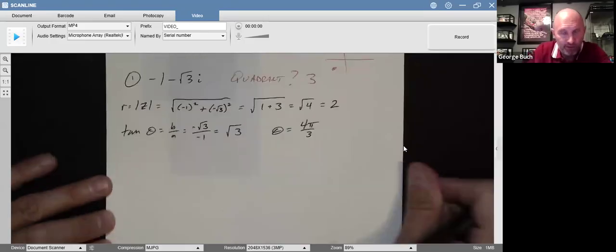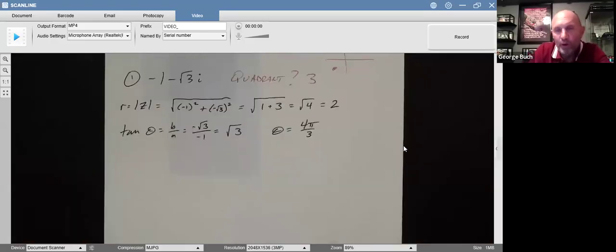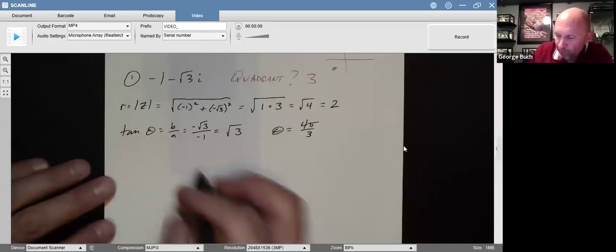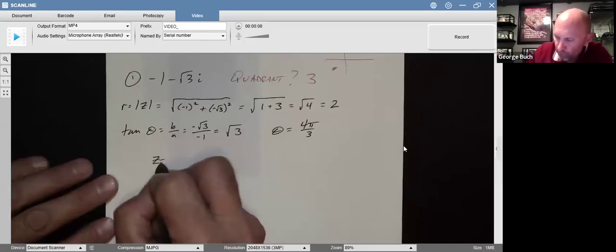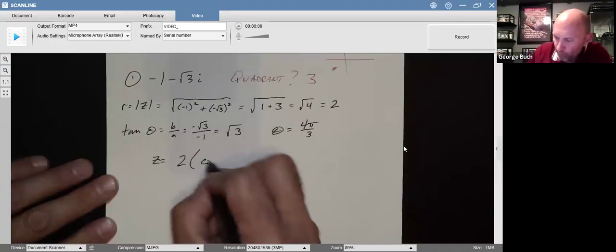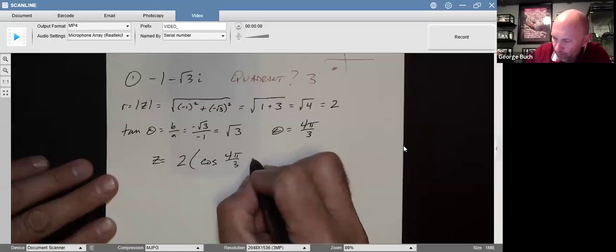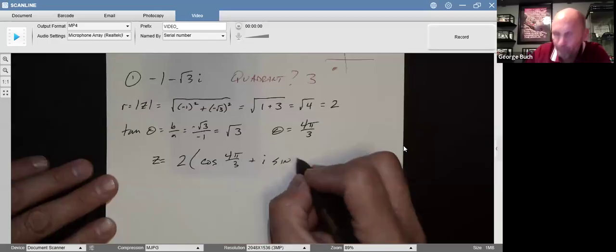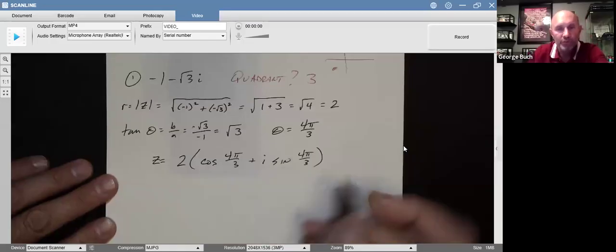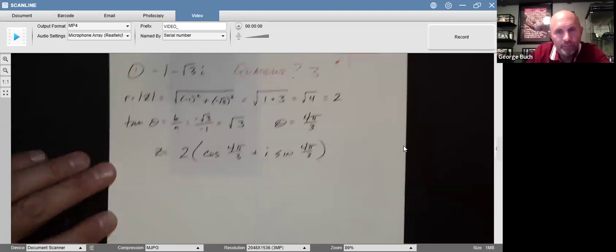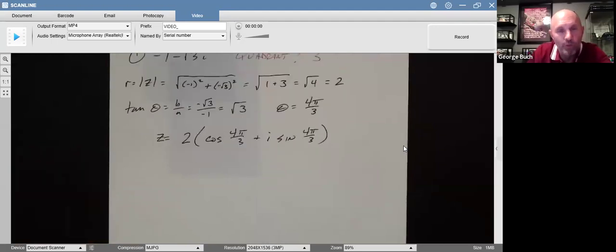I've been teaching this class way too long to where people think, okay, I got the answer, let me put it in the format and I'm good to go. Okay, so let's do that. Z is equal to R times cosine of 4 pi over 3 plus i sine of 4 pi over 3. But this is a question on a test, and I can't afford to lose any more points if I really want to get the A in this class.